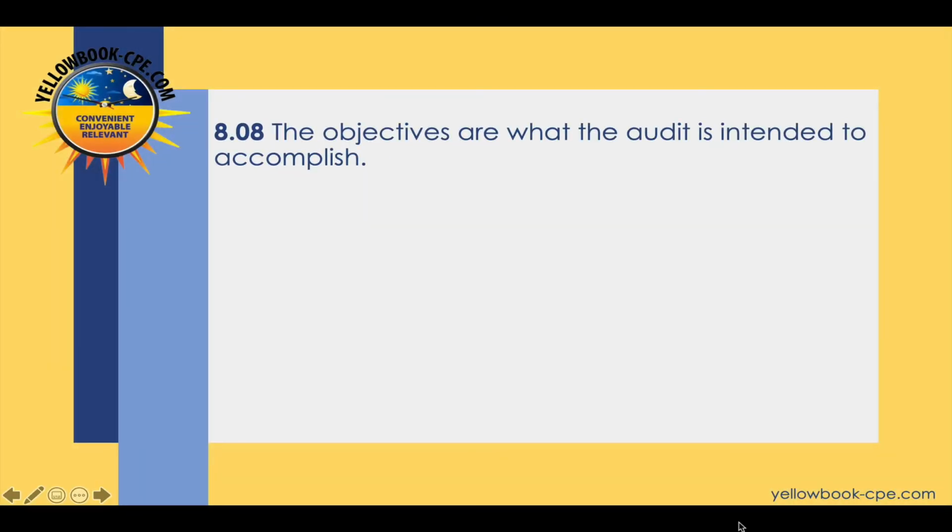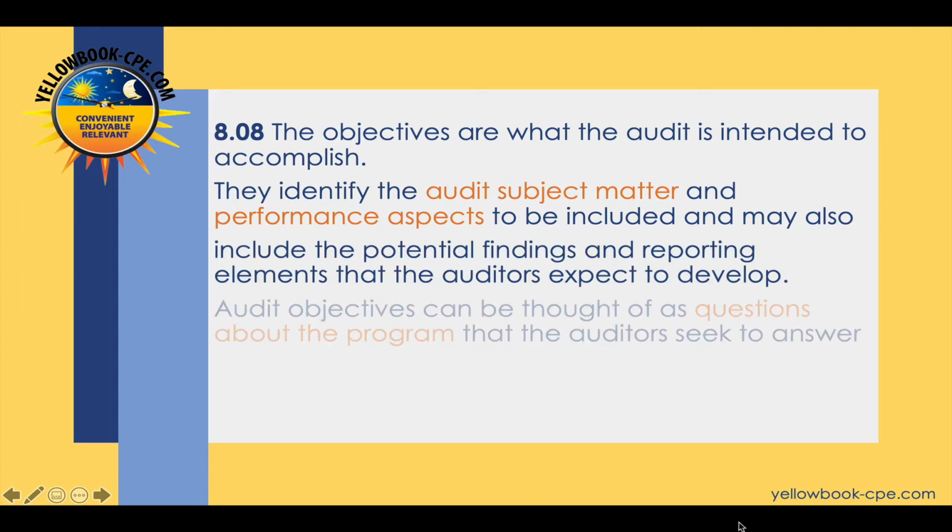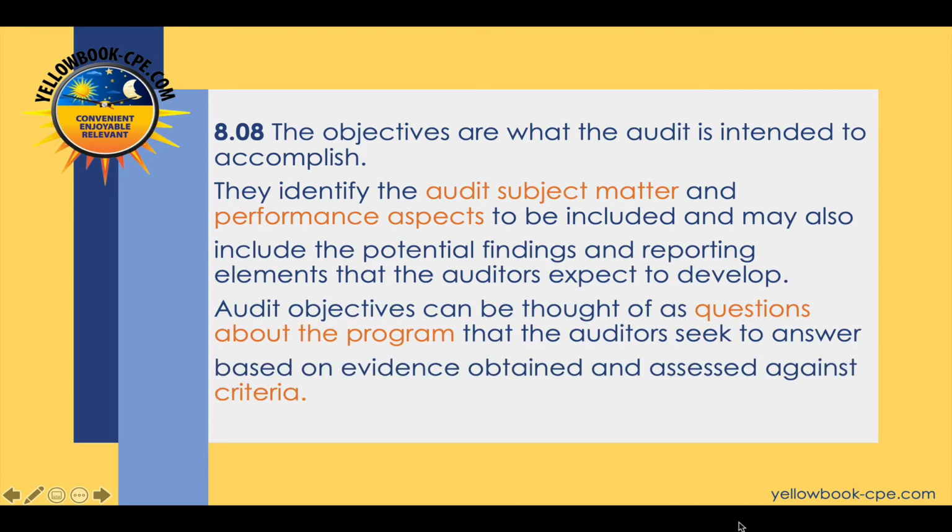Where does this word even come from? Well, it comes from the Yellowbook. This is a quote out of the Yellowbook, Chapter 8, the Performance Audit chapter, and it talks about what an objective has in it. An objective has a subject matter and a performance aspect, maybe. An objective can be thought of as a question about the program based on evidence obtained and assessed against criteria. So notice these two things.